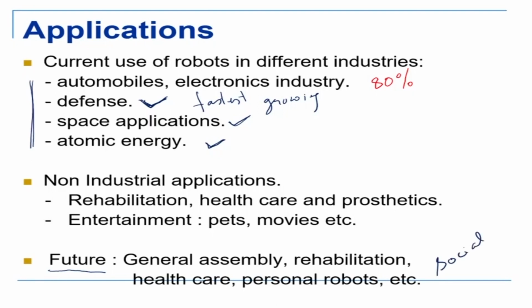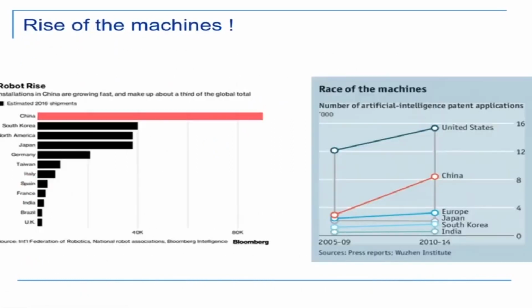So what I talked about in the last class is how to design aspects of the standard industrial manipulator or a robotic manipulator mechanism. Today we'll see other aspects where robots are being used and what is the future of robotics as far as industries is considered. So this is a very interesting slide called the rise of the machines.